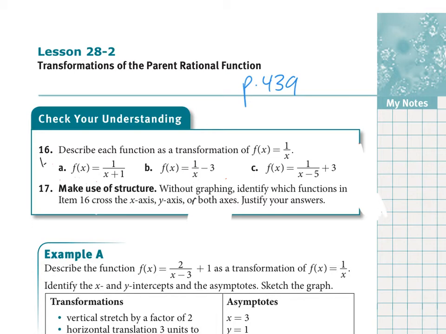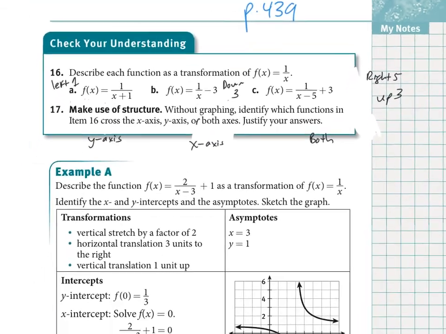This has been shifted to the left 1. On B, this has been shifted down 3. And on C, we're going to the right 5 and up 3. So 2 different shifts. And then, of course, if I think about how that's going to move things, if I'm moving it left 1, that means I'm going to cross the y-axis for letter A. For B, I'm moving it down, so I'm definitely going to cross the x-axis. And for C, since I'm moving both directions, it's going to cross both directions. And we'll see that all put together in the final example that we'll work together. First, let's look at them.